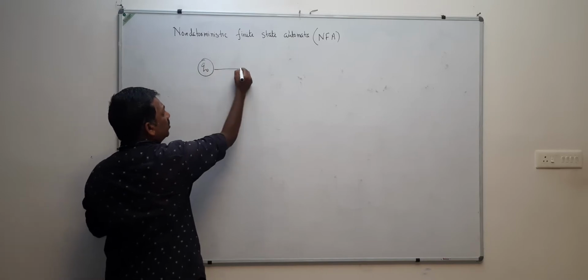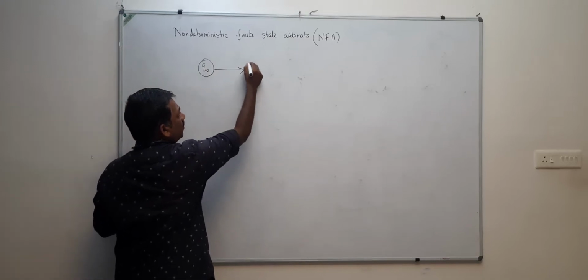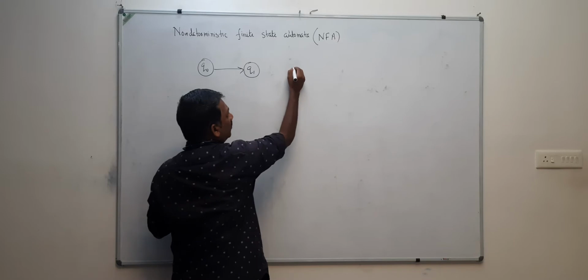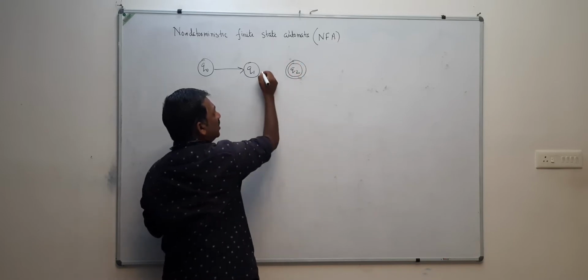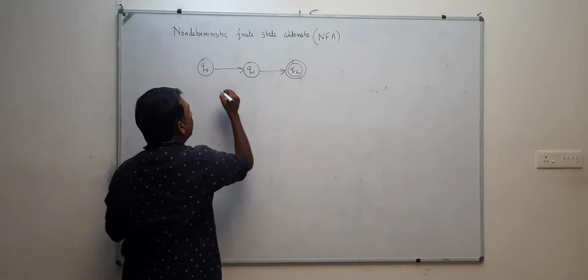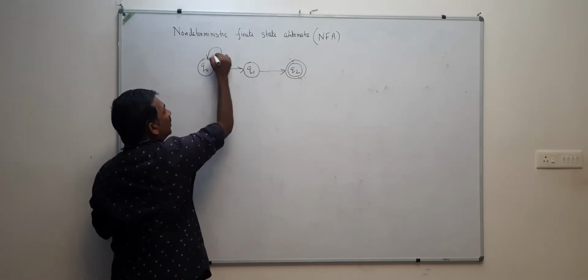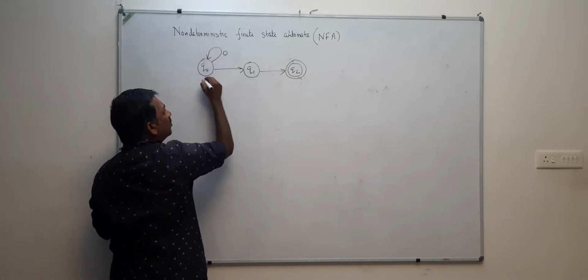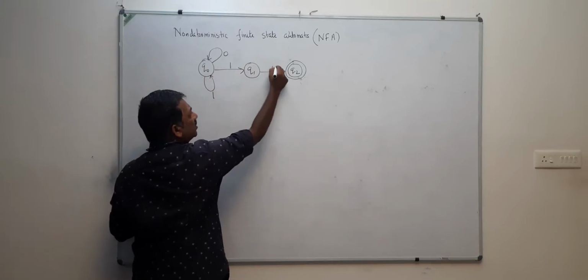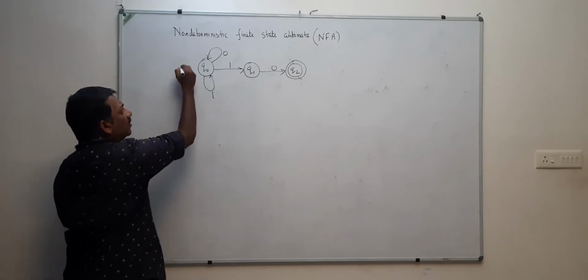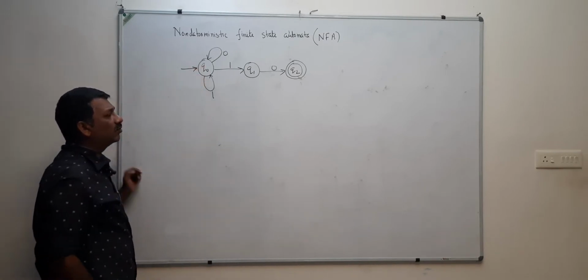say, Q0, Q1, Q2. Suppose that you have a 0 or 1 followed by 1 0. Suppose that this is a finite automaton.